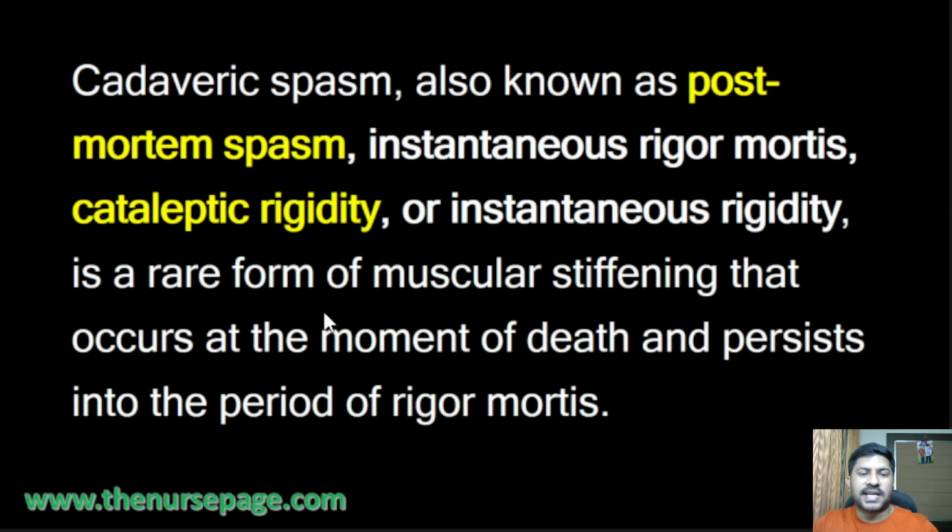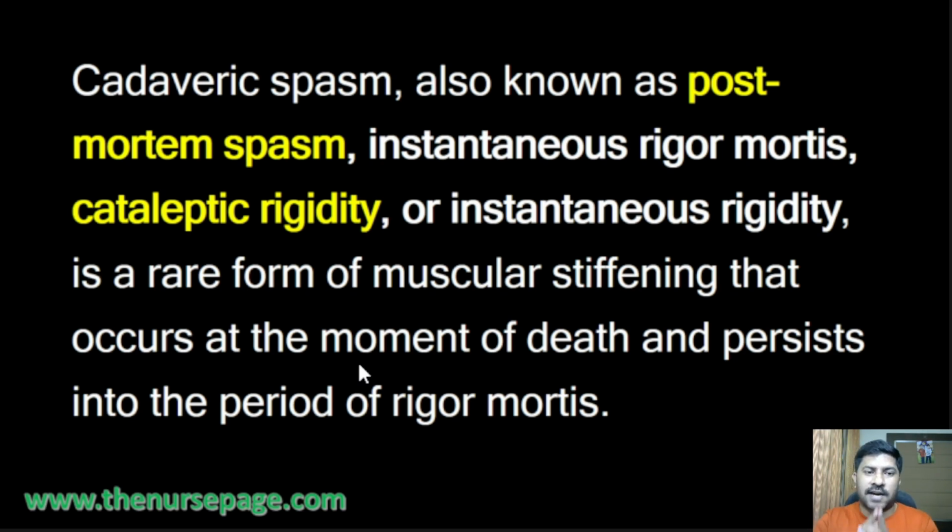That means it is a rare form of muscle stiffening that occurs at the moment of death. That is the important thing. Cadaveric spasm or post-mortem spasm occurs at the moment of death. I already told you, the first process is primary relaxation immediately after the death.